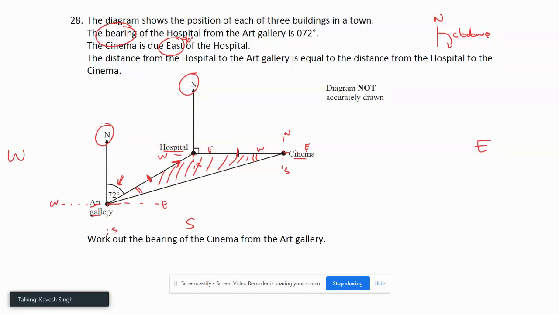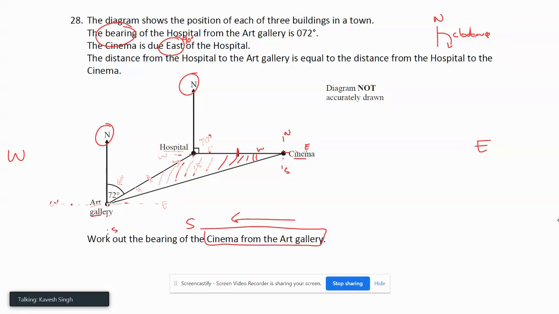The cinema is due east, so that's 90 degrees, that's over here, of the hospital. And the distance from the hospital to the art gallery is equal to the distance from the hospital to the cinema. So work out the bearing, it says now. Work out the bearing of the cinema from the art gallery. All right, so we've got to go from the art gallery to the cinema. Okay, so let's have a look at how we're going to do this.